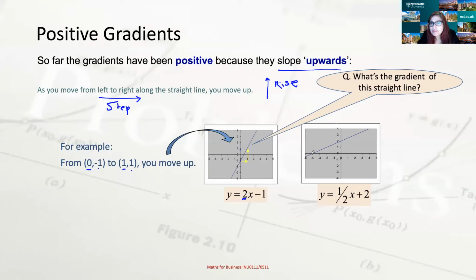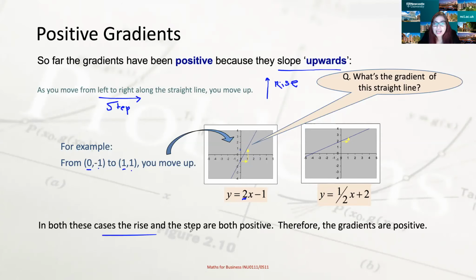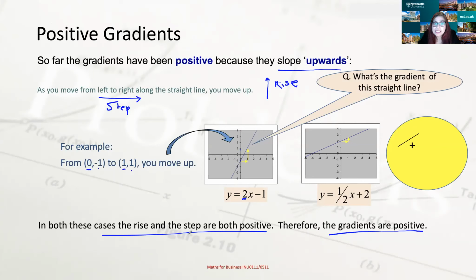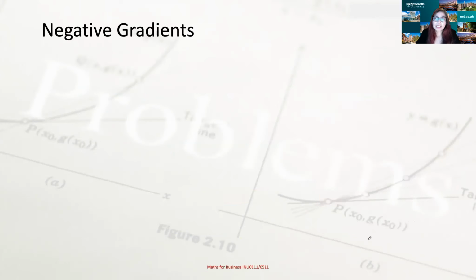For this example, look at that. For every 1 unit along x, for example, let me go from 0 to 1, I'm going 0.5 units up along the y direction. So in both these cases, the rise and the step are both positive. Therefore, the gradients are positive. Positive gradient lines will look like this. As you move along the x direction from left to right, you move up. The rise and the step are both positive, that's why the gradient is positive. Now let me show you what a negative gradient looks like. We have not done any example for that, yeah? Let's do that.